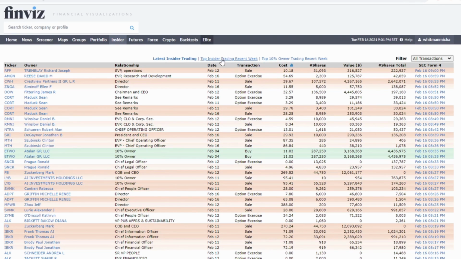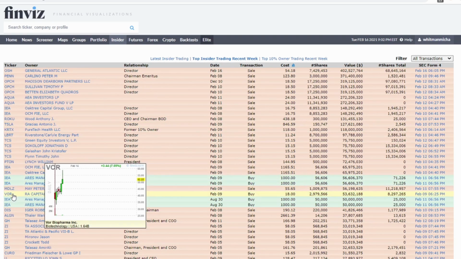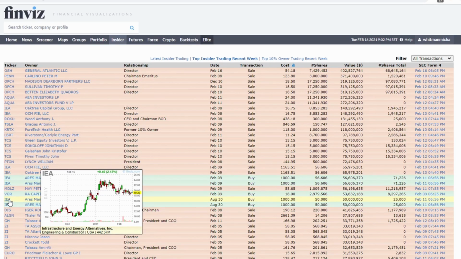Let's go by top insider trading recent week. A lot of people are selling. A lot of people are selling right now, which leads me to believe something is going to happen in the market in the foreseeable future. And I'm not talking immediately. I'm talking about 1-2 months. Something's going to happen where a lot of this money is just going to cause the market to drop. But you do see a lot of buying for infrastructure still.